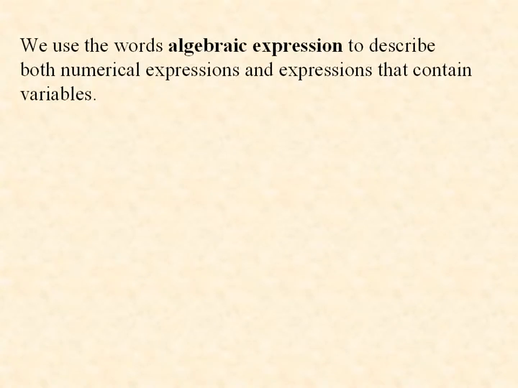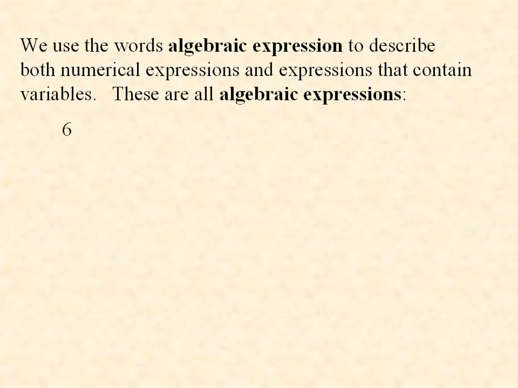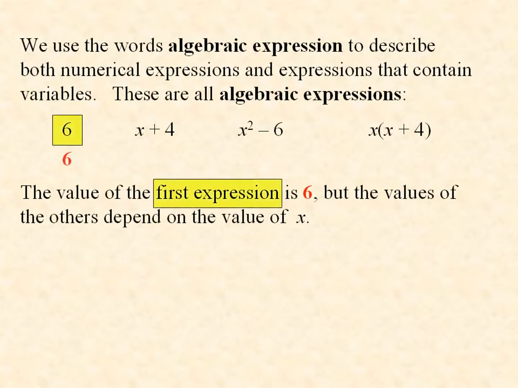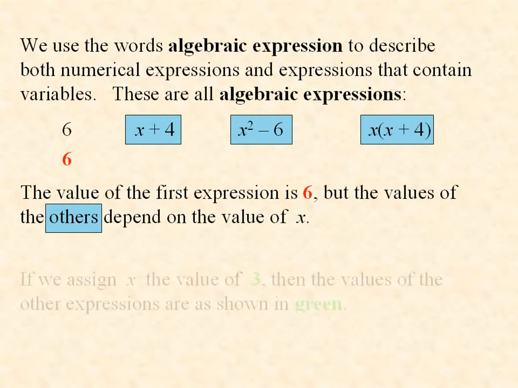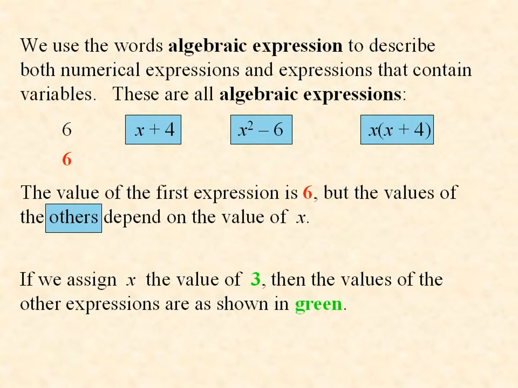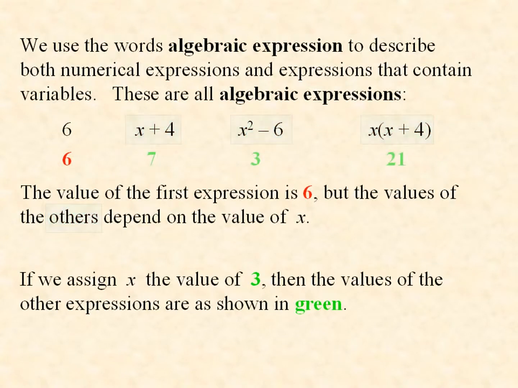We use the words algebraic expression to describe both numerical expressions and expressions that contain variables. These are all algebraic expressions: 6, x plus 4, x squared minus 6, and x times the quantity x plus 4. The value of the first expression is 6, but the values of the others depend on the value of x. If we assign x the value of 3, then the values of the other expressions are shown in green.